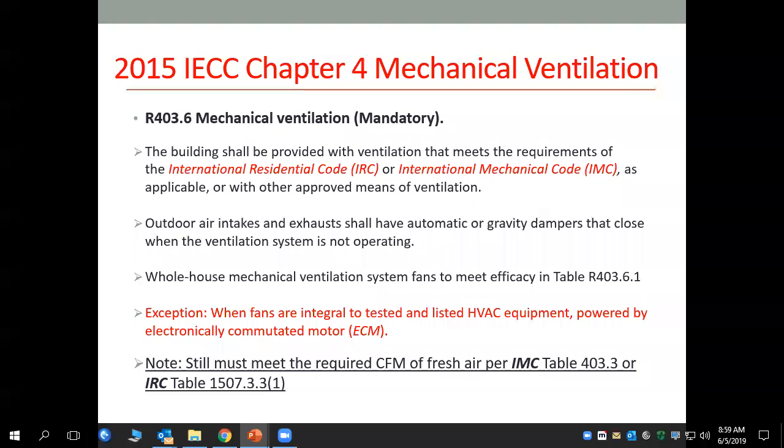But the one part that is clear, that it's not stated, that I state, is that you still have to meet the CFM of fresh air requirements that's in the IMC Table 403.3 or the IRC Table 1507.3.1. In other words, you still have to bring in the prescribed amount of air, either by the chart or by the formula, but you're not exempt.